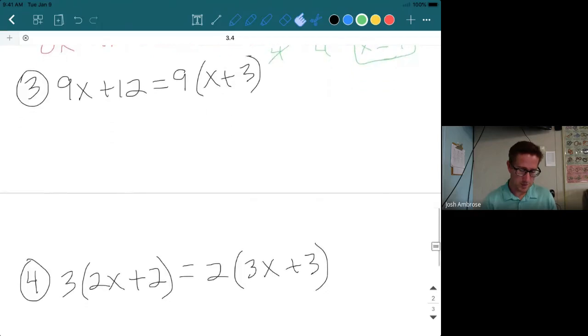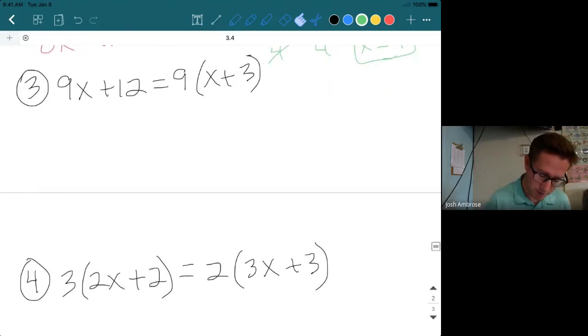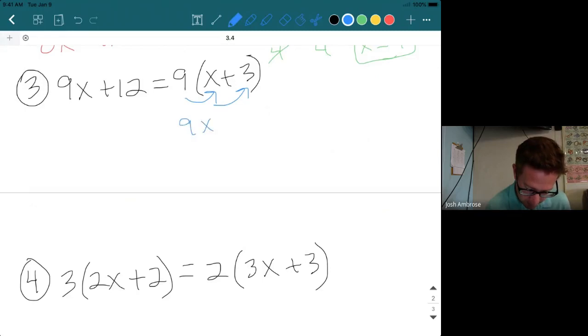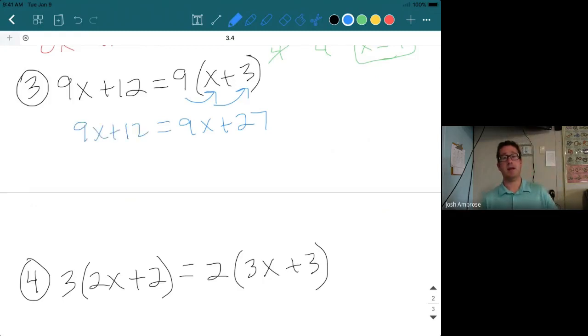All right, let's do example 3. We will start with the distributive property. I got a 9, distribute, 9x plus 27 equals 9x plus 12. All right, here is a red flag moment. Pay close attention. Your brain should immediately be clueing into something, or at least now it will start to. Here's what it should clue into. You see identical terms on both sides. I got a 9x on the left and a 9x on the right.